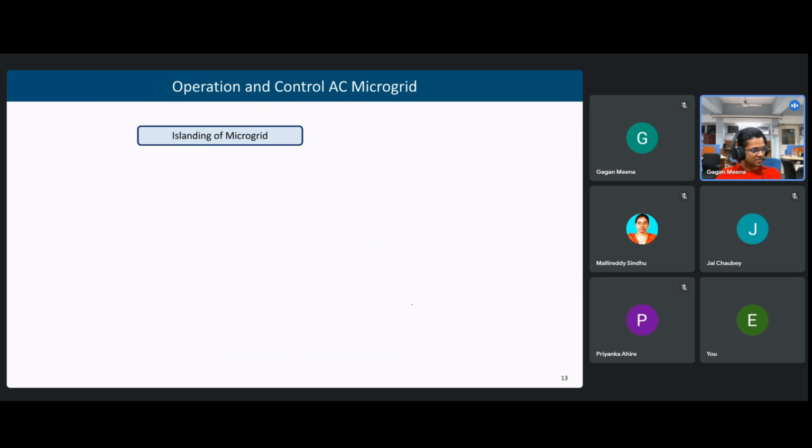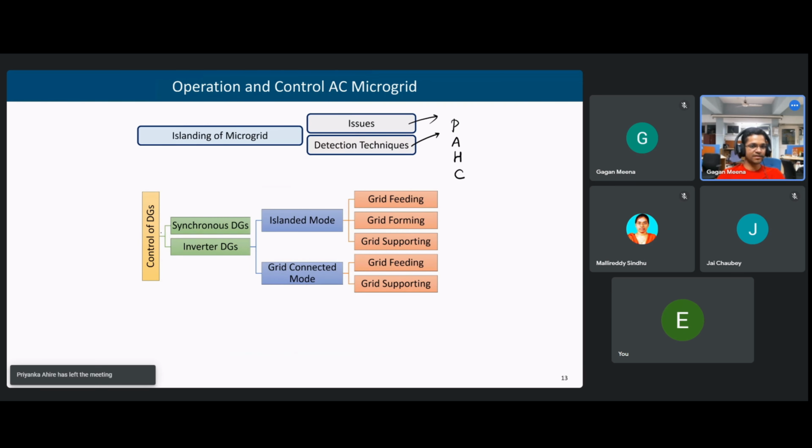Then we discuss operation and control of AC microgrid. Islanding we already discussed, what are the issues with islanding. Then the detection techniques we have seen in the previous week. Passive techniques, active techniques, hybrid techniques, and communication based techniques. And the main point here is control of DGs.